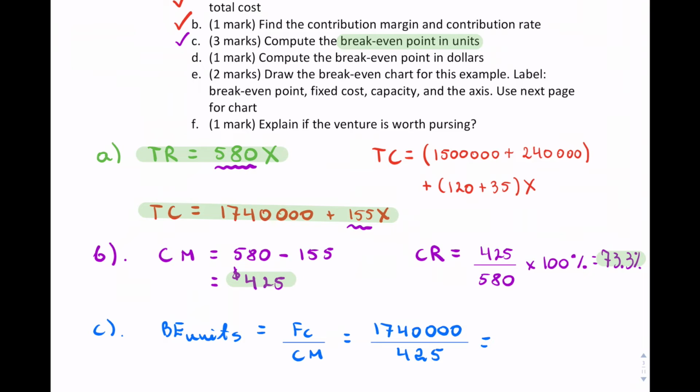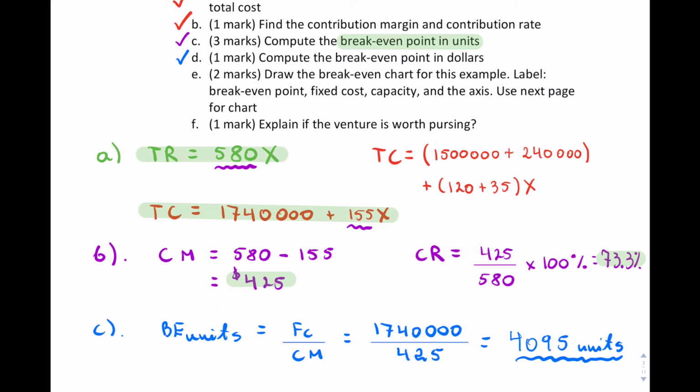so if you punch this into the calculator, 409 4.11, but of course we're going to be rounding, so I'm going to round up, units, because we can't break down the units, and we want to have them as a whole. So that is the break-even point in units.